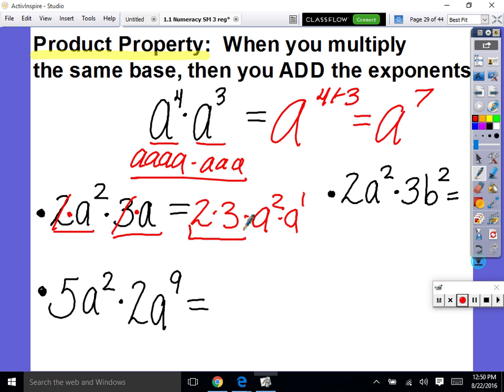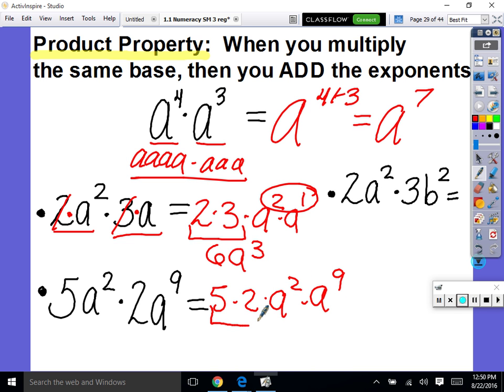Do you guys understand how I can reorder it? Simplify it in sections. What's 2 times 3? 6a, and when you multiply, you add. A cubed. Are we all comfortable? So this one, we'll reorder it: 5 times 2 times a squared times a to the 9th. So we simplify it in sections. That's 10a to the 11th.